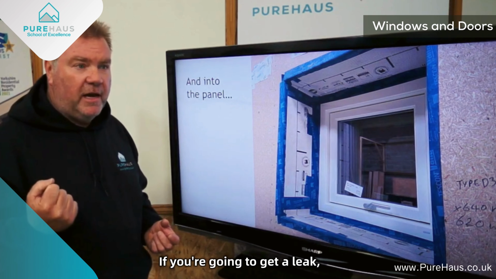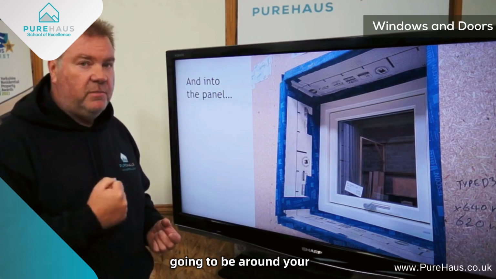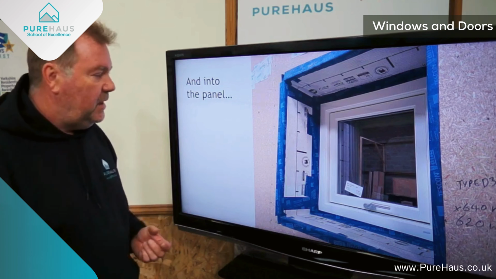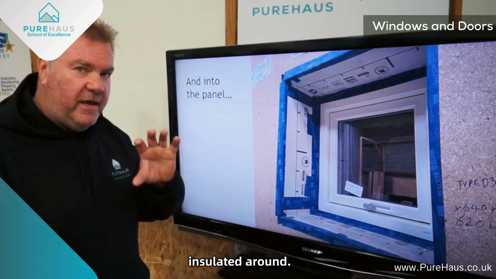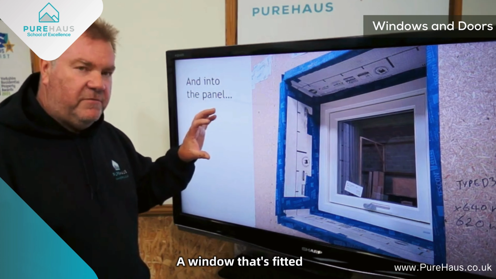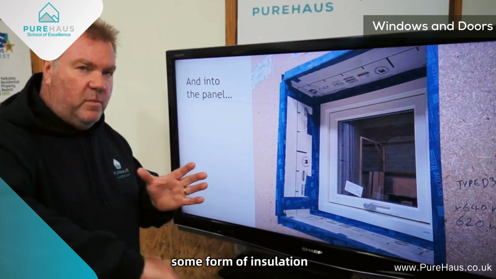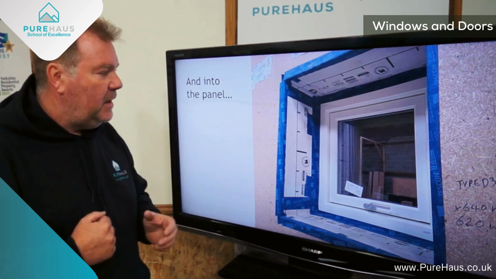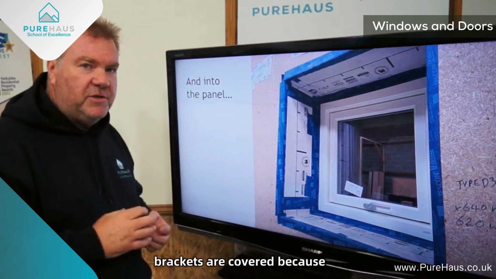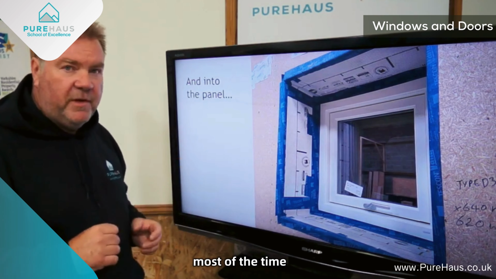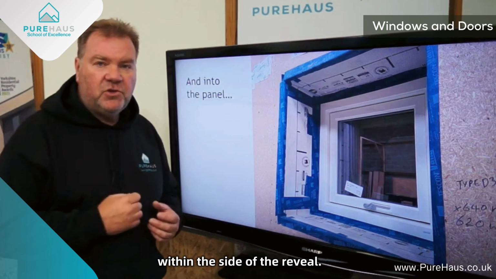If you're going to get a leak, 90% of the time it's going to be around your doors and windows. So once it's installed, well taped, insulated around, a window that's fitted correctly will always have some form of insulation around it. Also, make sure the brackets are covered, because most of the time there will be brackets within the side of the reveal.